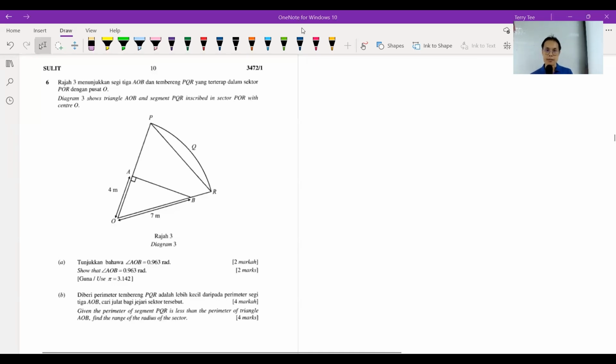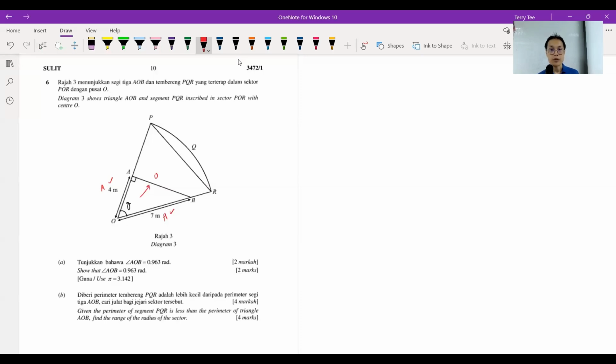Okay, question number 6. This is from the chapter Sukatan Membulat, again circular measure. Rajah menunjukkan segitiga AOB dan tembereng PQR yang terterap dalam sektor POR dengan pusat O. Tunjukkan bahawa angle AOB is 0.963. If you notice AOB here, this is your opposite, here is your adjacent, and your hypotenuse is here. So we have the length of your adjacent and hypotenuse.